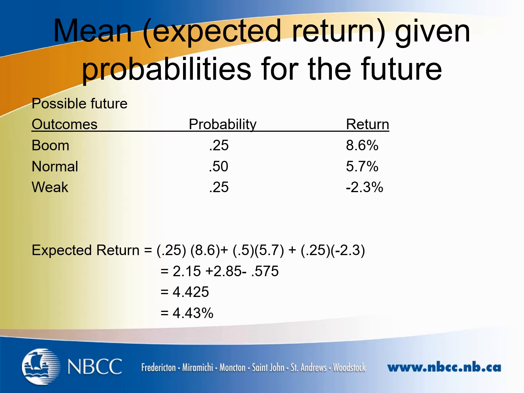So when we figure out what the expected return is, all we're doing is a weighted average of those probabilities. We multiply the 25% probability of the boom with the rate of return associated with the boom. We multiply the 50% probability of the normal economy with the rate of return of the normal economy, and the same for the weak economy. Add them up, we get 4.43%. That's the weighted average of those 3 possibilities. That's our expected return for this particular stock.